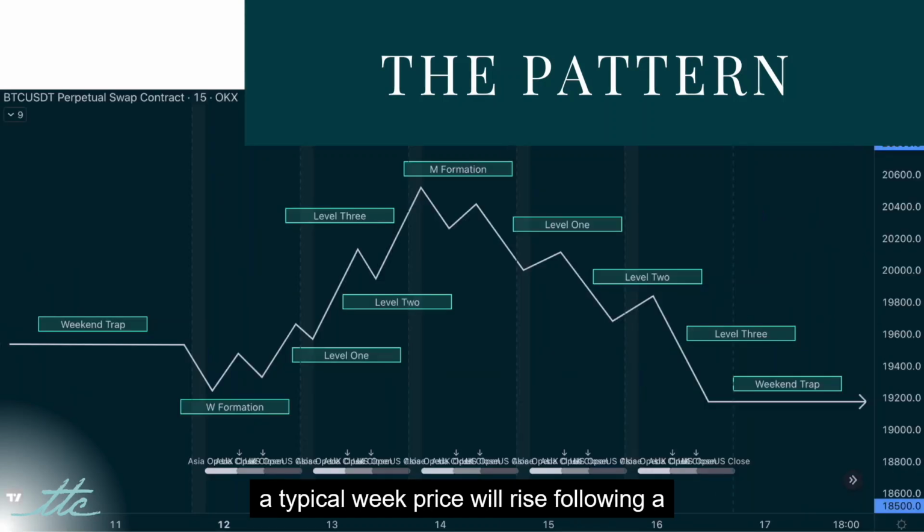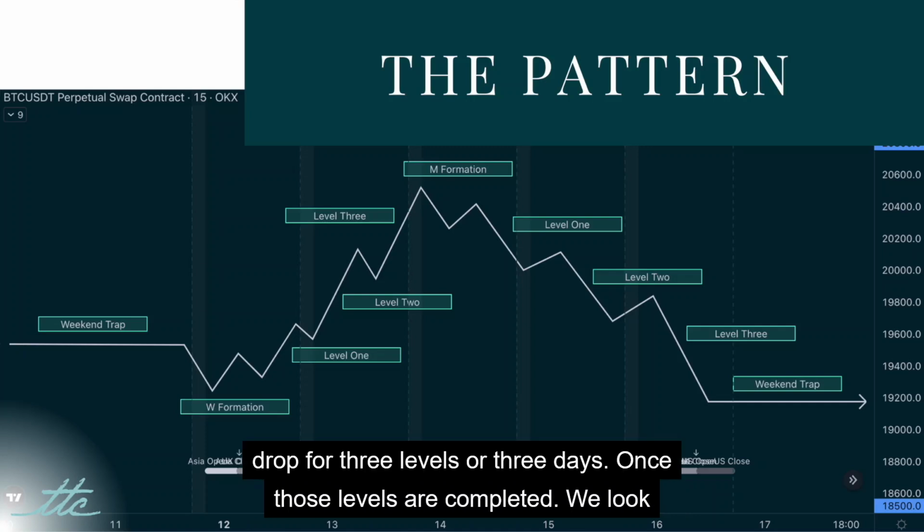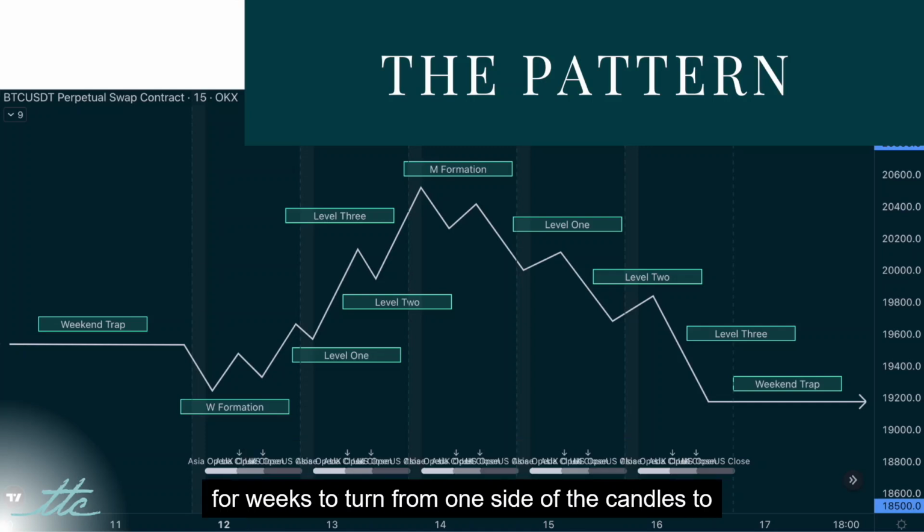In a typical week, price will rise following a W formation for a period of 3 levels or 3 days. Following an M, price will drop for 3 levels or 3 days. Once those levels are completed, we look for wicks to turn from one side of the candles to the other, and this is our hint a reversal may soon follow.